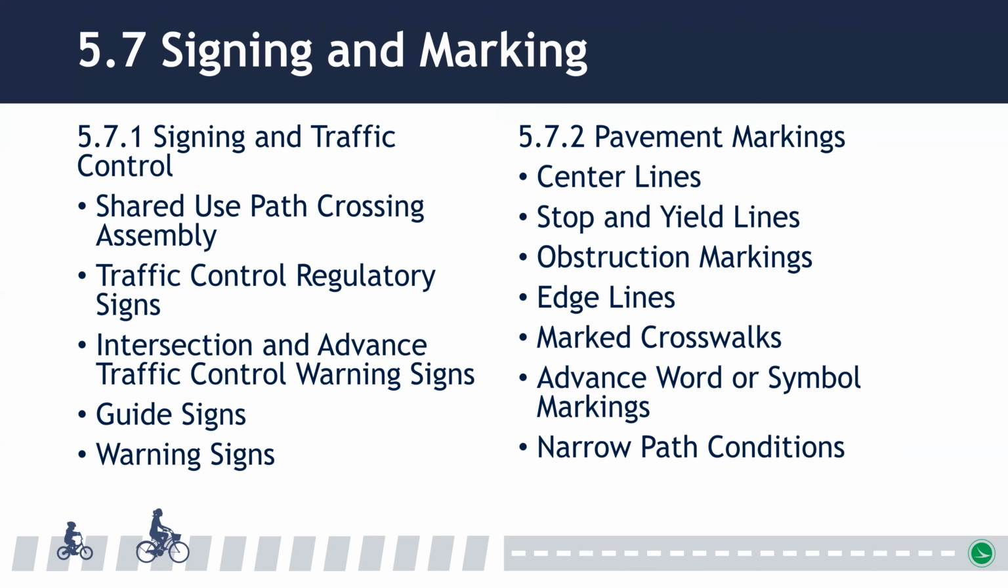One question we get asked with some regularity is about advance warning signs for shared use paths. In general, these signs should be placed to allow adequate perception response time, ensuring that the fastest path user can see the sign and respond accordingly.